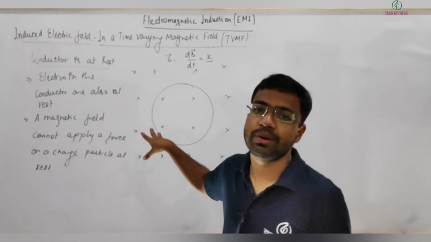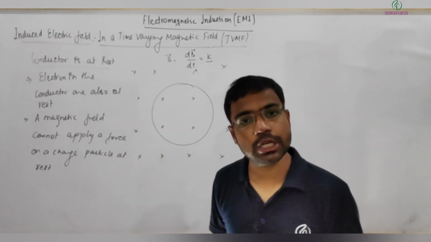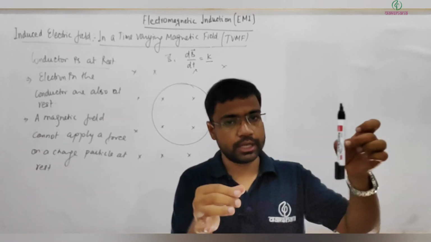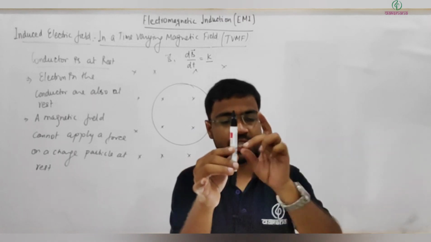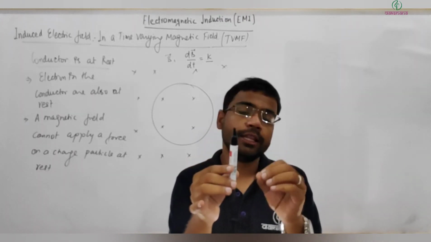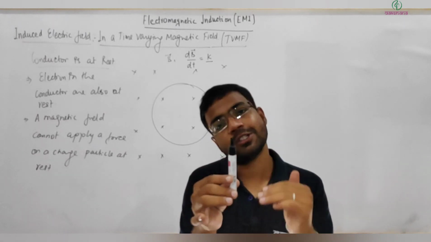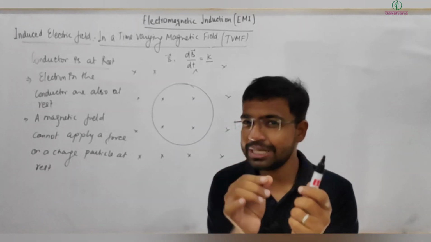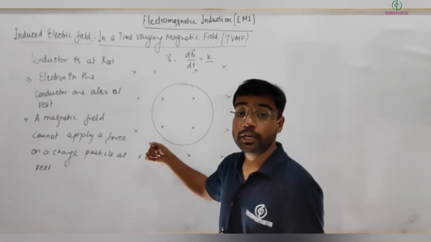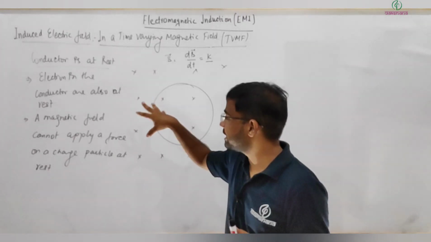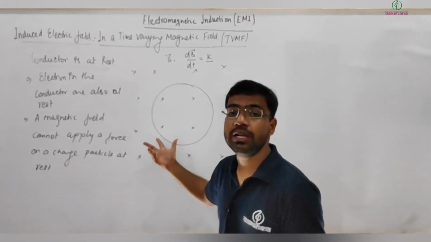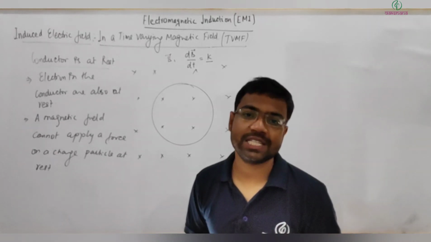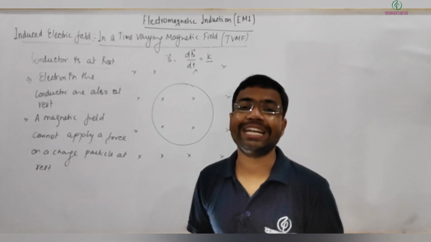But we are trying to look at it from a different point of view, just like we saw in the case of motional EMF, where the conductor moving means the charged particles are also moving. Charged particles having velocity in a magnetic field experience a magnetic force, and because of that they get pushed towards one side, and that results in EMF. But a similar explanation does not work here, because the conductor is at rest, so the electrons are at rest, and a magnetic field, whether constant or varying, cannot apply a force on an electron when it is at rest.